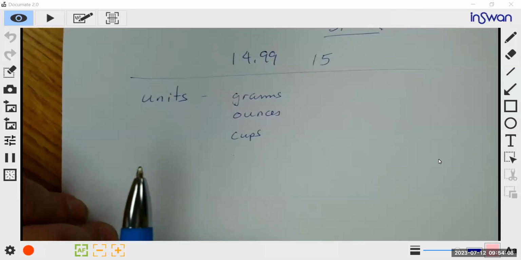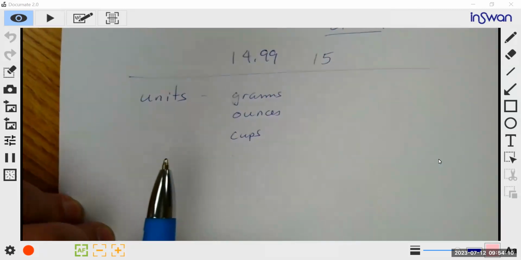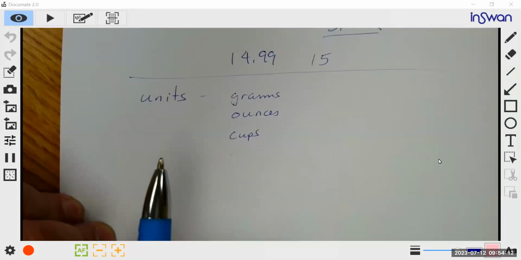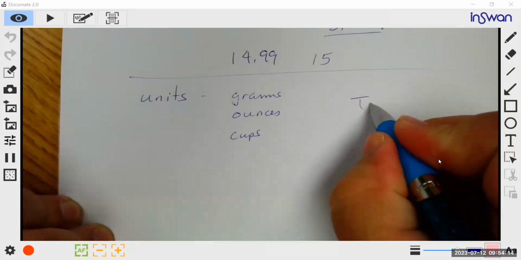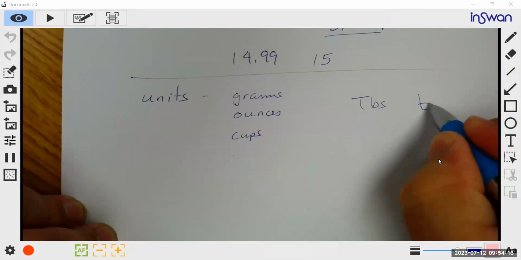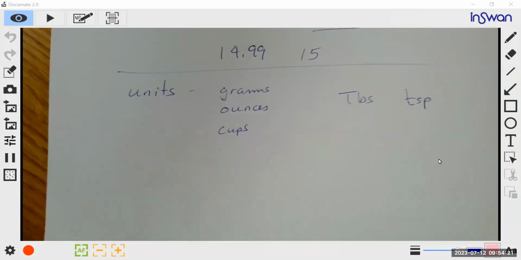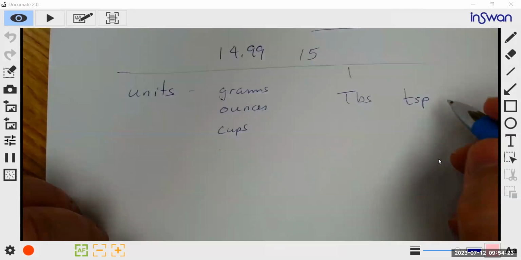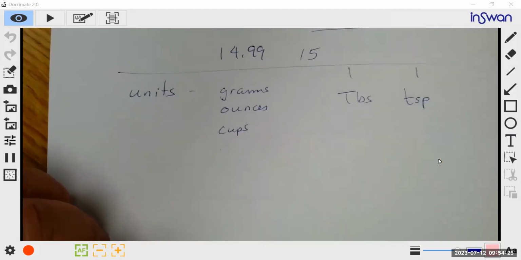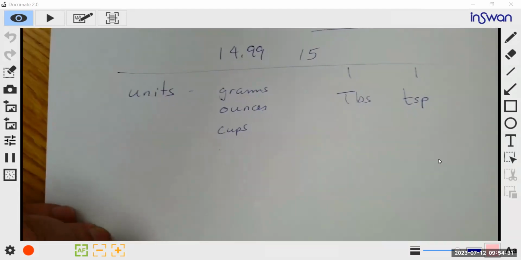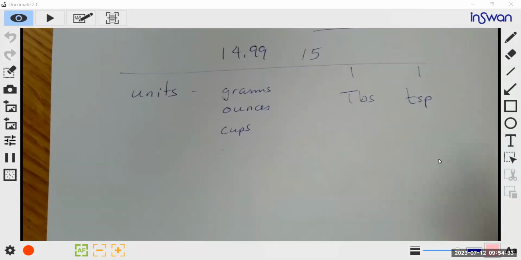Very important in cooking. Actually, I made a mistake yesterday. I was making hummus, and instead of reading carefully, I put 1 tablespoon of salt instead of 1 teaspoon of salt. Guess what my food tasted like? I ate the ocean. So units are very important.